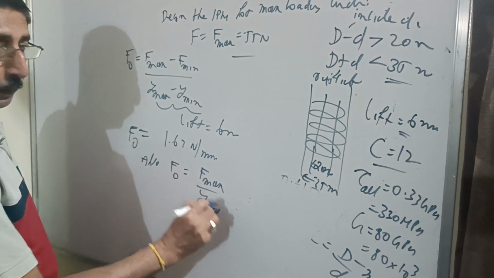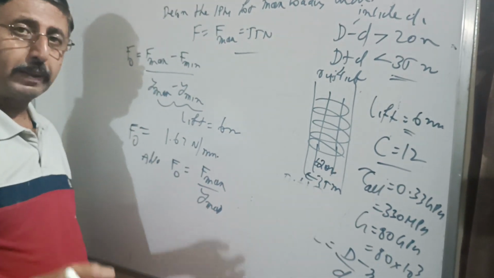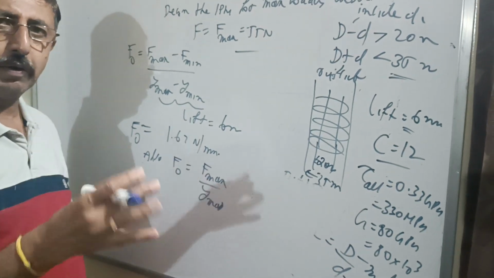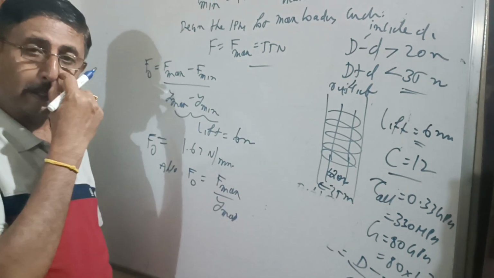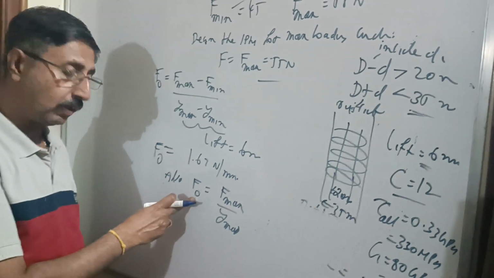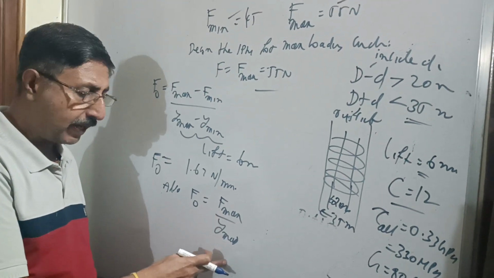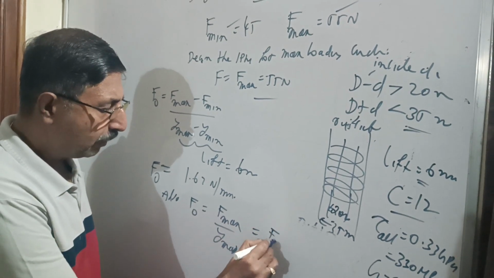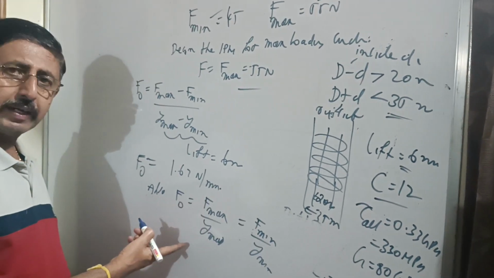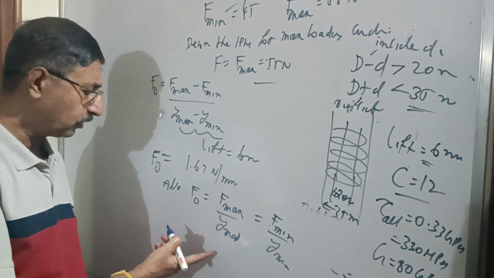Now you please note, that is the speciality of spring stiffness. The spring stiffness will remain constant. It is also called a spring constant, irrespective of the load, whether it is minimum load or maximum load or any load within that load range, your spring stiffness will remain the same. So spring stiffness F naught is also equal to F max by Y max, which is also equal to F minimum by Y minimum. Any form we can write spring stiffness.